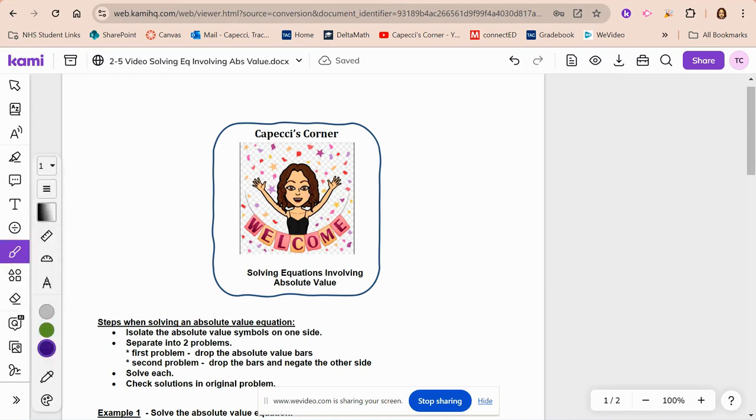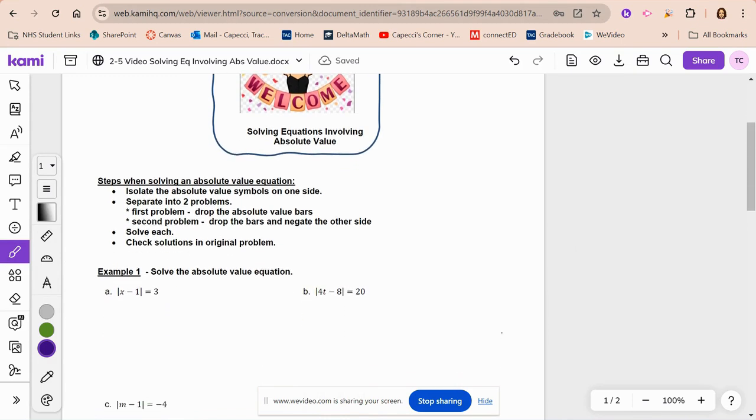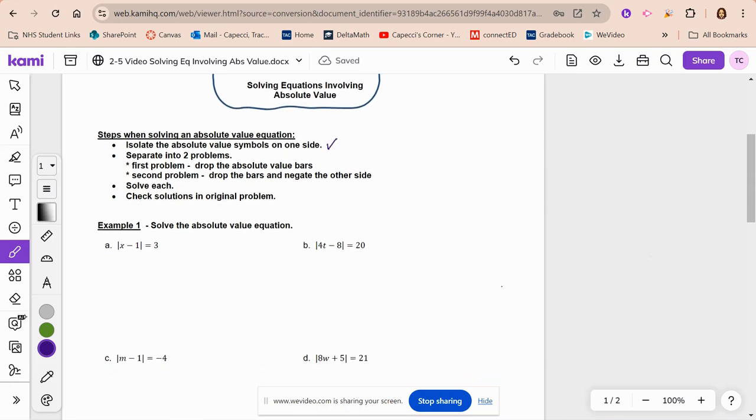Today on Capechi's Corner, we're going to look at solving equations involving absolute value. So we have some steps here that we're going to follow. The first one says to isolate the absolute value on one side. So what that means, if we look at letter A, here's my wall, is it just wants our absolute value by itself on one side of the equation, which it is. There's nothing outside there. Once we do that, we're ready for our next step.